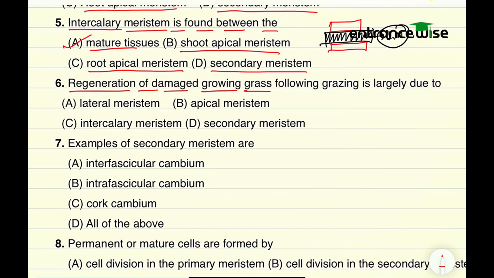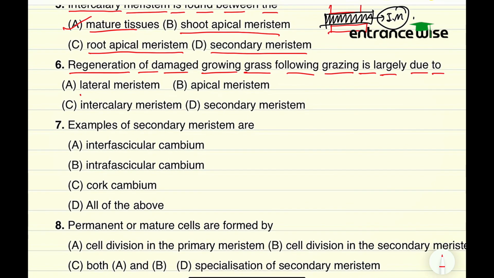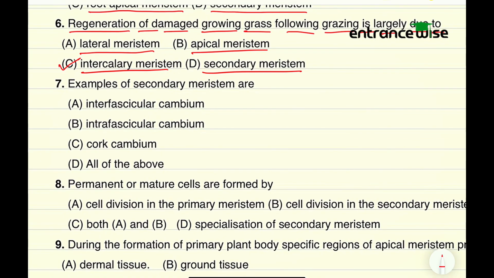Okay, question number 6. Regeneration of damaged growing grass following grazing is largely due to lateral meristem, apical meristem, intercalary meristem, or secondary meristem. Yeah, you are absolutely right. It will be intercalary meristem. Okay.